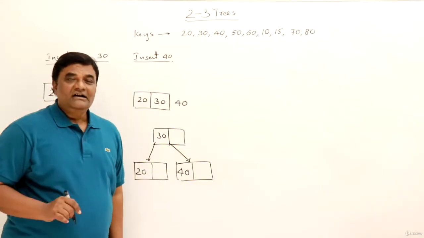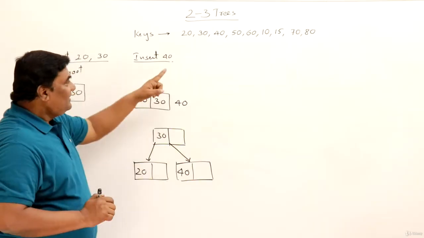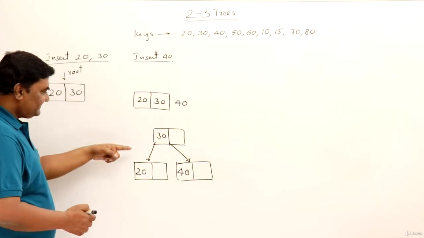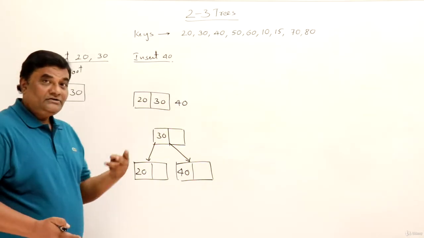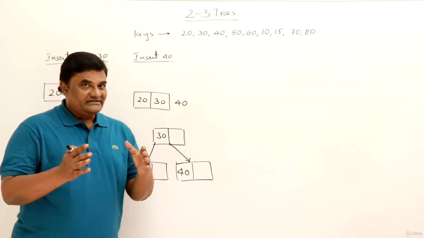When I have split, how many nodes did I create? 2 nodes I created. Until now I have inserted up to 40. So how many splits happened? See, this is the first split, and 2 new nodes are created in the split. And so this is insertion.